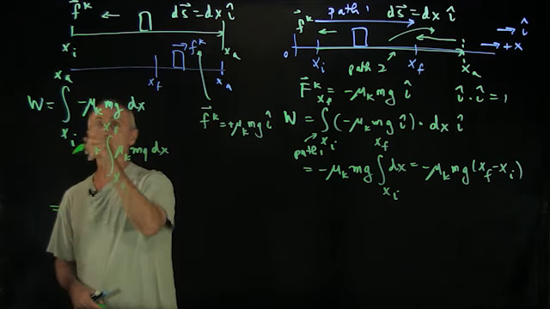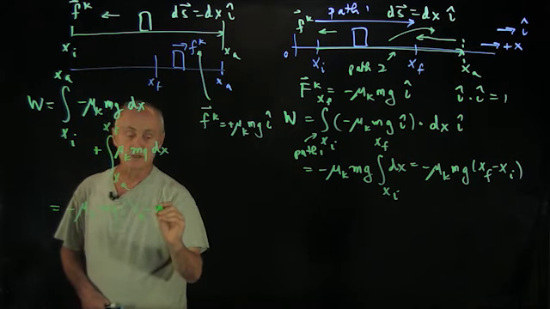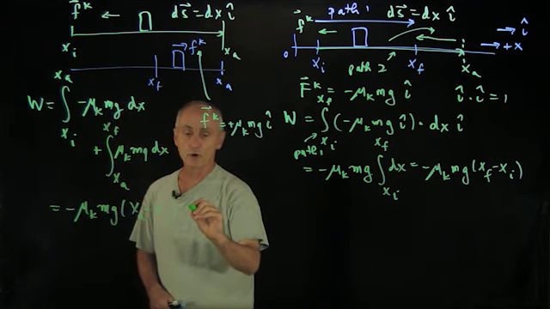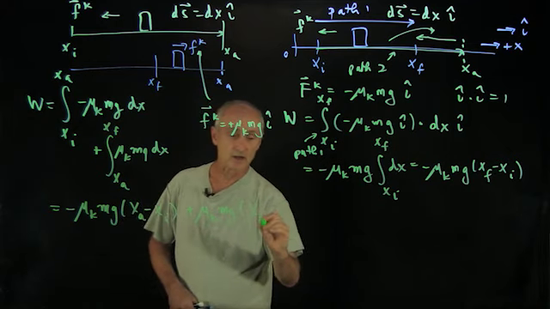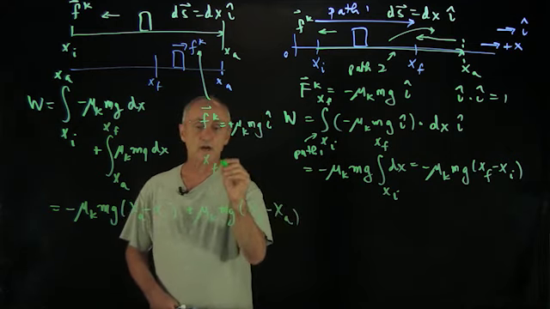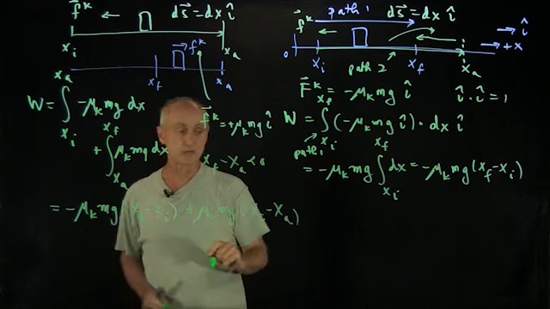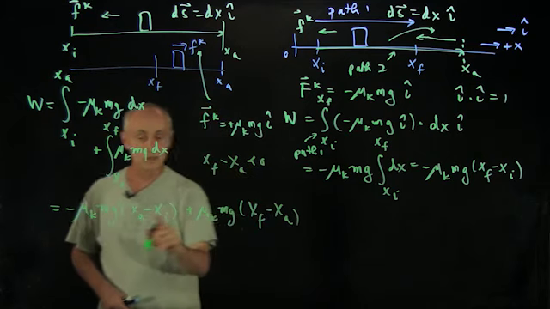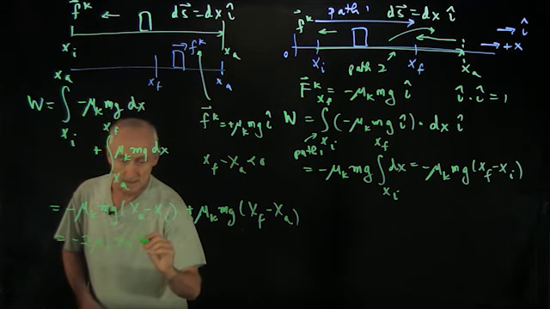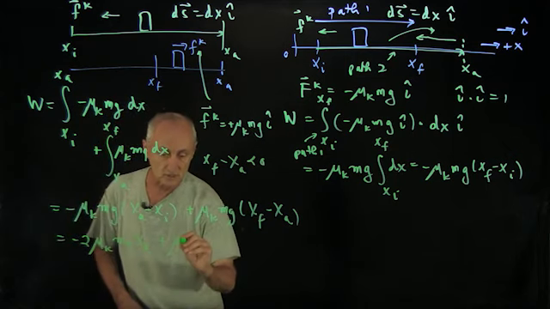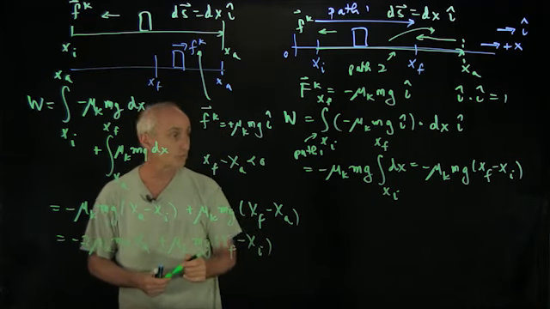Both of these integrals are straightforward integrals to do. This is minus mu k mg xa minus x initial. And over here, we have a plus mu k mg x final minus xa. Notice x final minus xa is negative. And so both of these integrals are negative as we expect. And so what we see here is that we have 2 pieces. So minus 2 mu k mg xa. And then we have that other piece, mu k mg x final minus x initial.